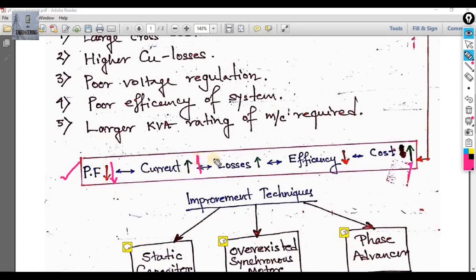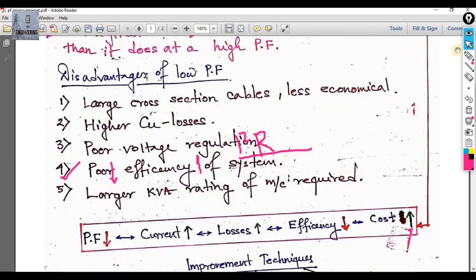If current is getting high, then losses, mainly the I square R, which are the copper losses, are increased. Because the losses are proportional to I square, you can clearly see that the losses are increasing by a very high amount. The efficiency is getting low and the cost of the system is getting high. Here are the points of disadvantage of low power factor.